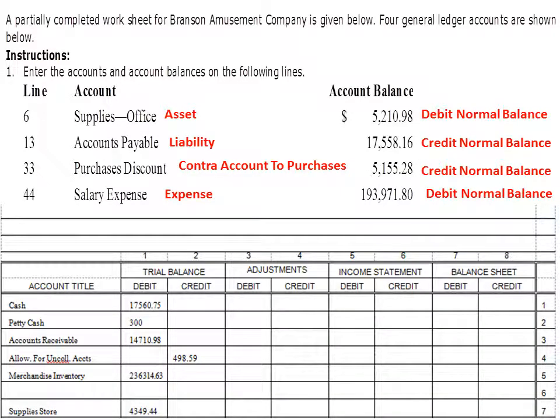So if we were to take our supplies office account and create the trial balance, first we would enter supplies office, obviously, in the account title column, and then we would take the 5298, and since it is a debit normal balance, we would enter it as a debit in the trial balance.